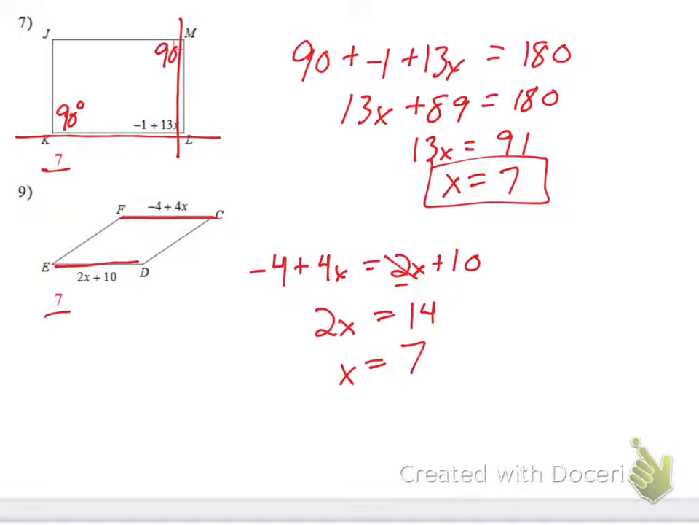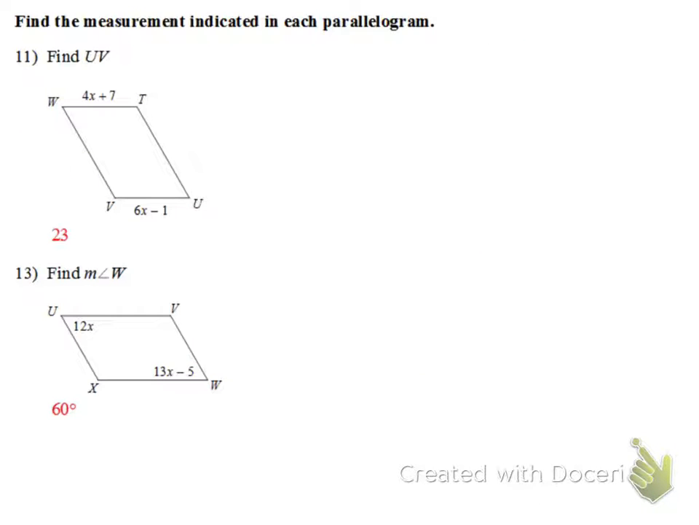Our answer is correct. Now keep in mind, if they say find FC or find ED, I need to take this and plug it in to one of these 2. Find the measurement. So this is exactly what we're talking about. First, we need to find out what x is equal to. We know that these are opposite sides. Opposite sides are congruent, so 4x plus 7 is going to equal 6x minus 1. 2x is going to be equal to 8. So x is going to be equal to 4.